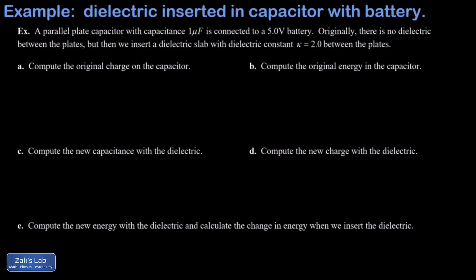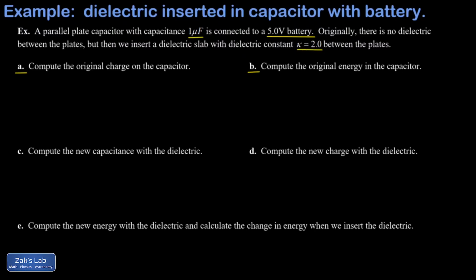In this example, we have a parallel plate capacitor with a capacitance of 1 microfarad. And this thing is connected to a battery that's going to maintain the potential difference at 5 volts throughout the entire example. And after doing some preliminary calculations in part A and B, we're going to insert a dielectric of constant 2.0 and try to calculate some of the changes that occur with the capacitor.